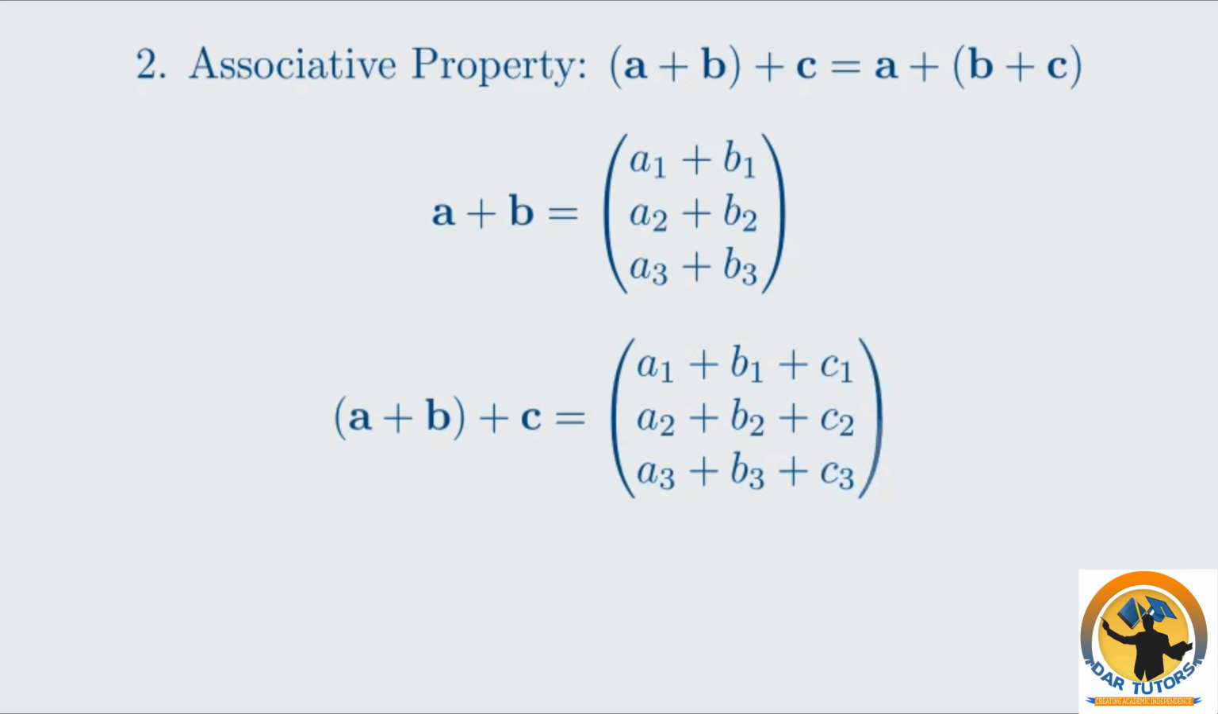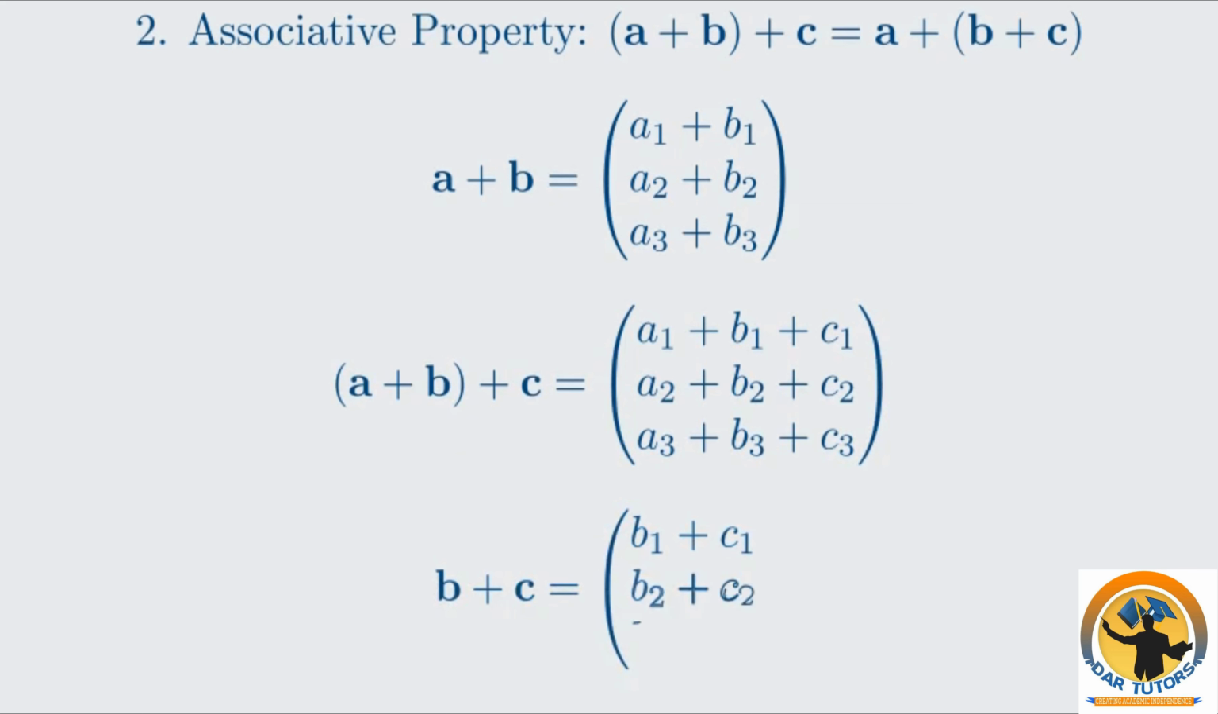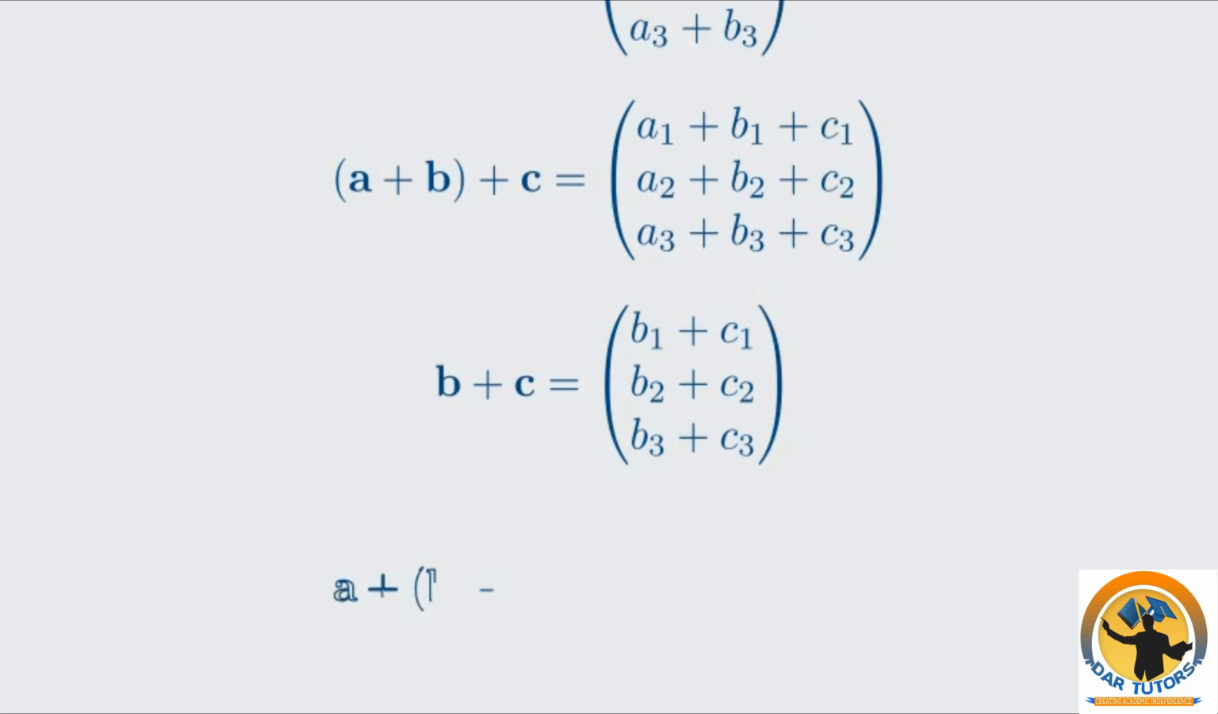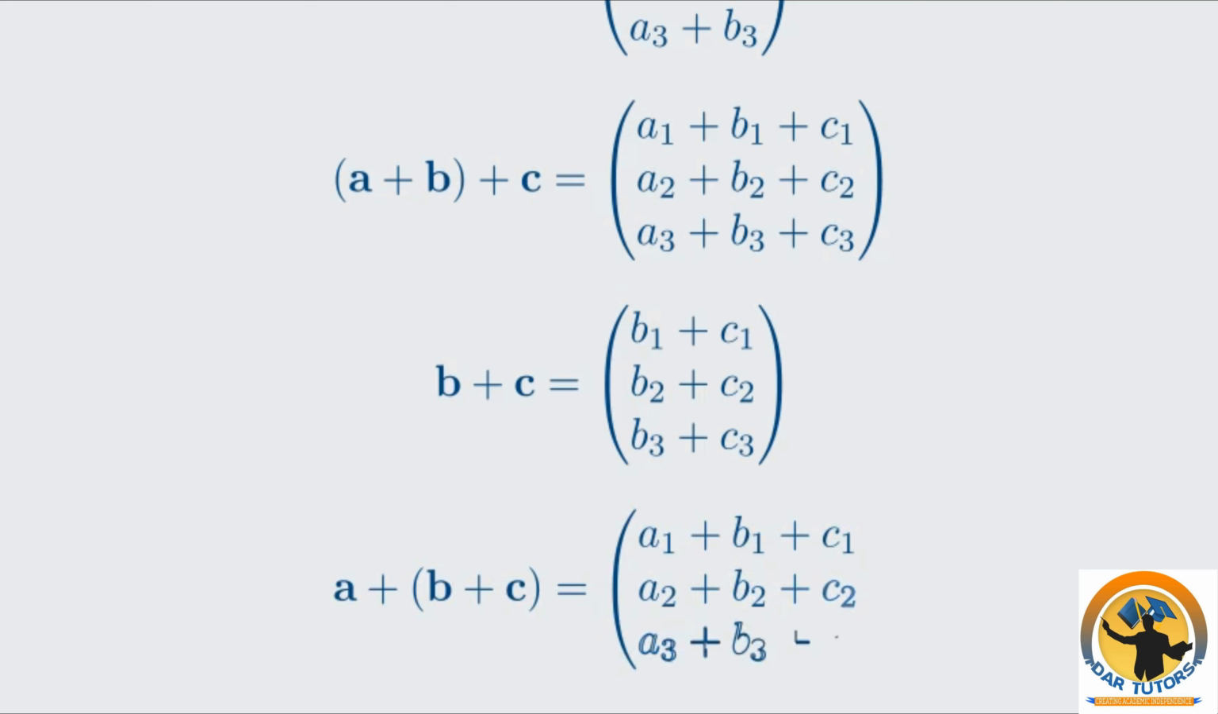Now for the right-hand side. The vector b plus c is (b1 plus c1, b2 plus c2, b3 plus c3). Adding a to this gives us (a1 plus b1 plus c1, a2 plus b2 plus c2, a3 plus b3 plus c3). As you can see, both sides are identical. This confirms that vector addition is associative. The grouping of vectors in a sum does not change the result.